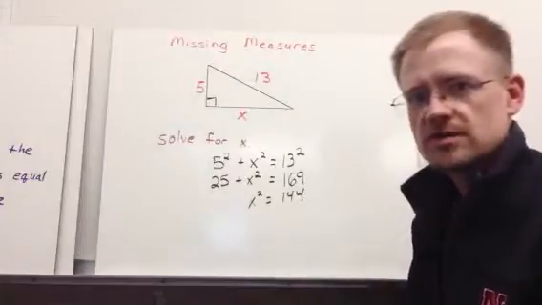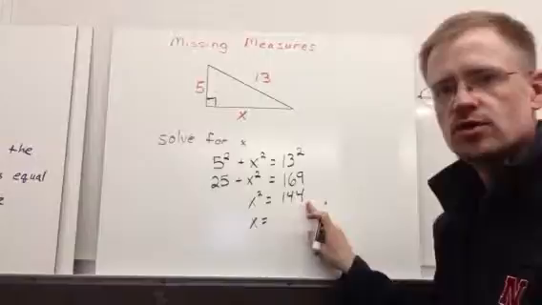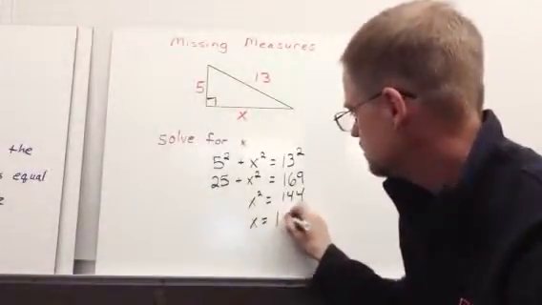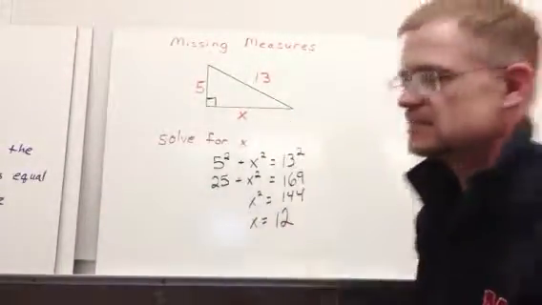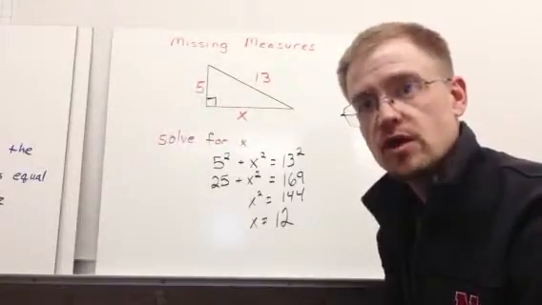Now we can take the square root of both sides to solve for x. x will equal the square root of 144, which is 12. So our missing side length is 12. Go ahead and work some of the practice problems before you go on to the next video.